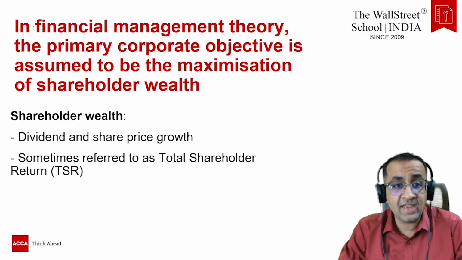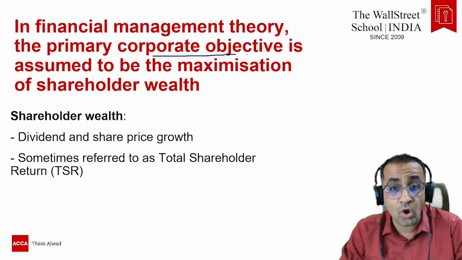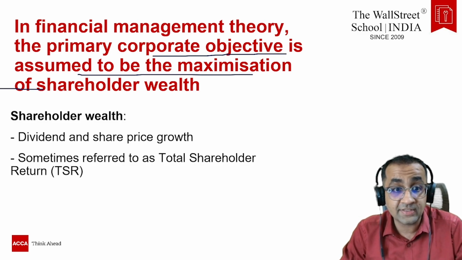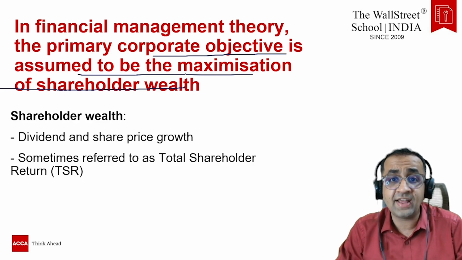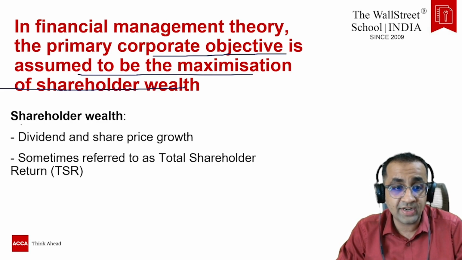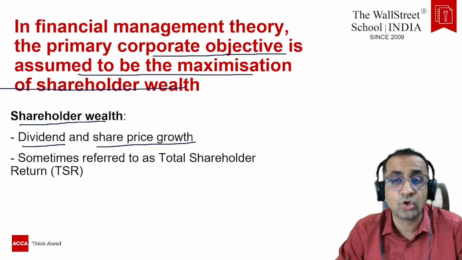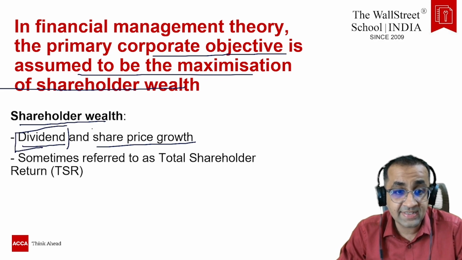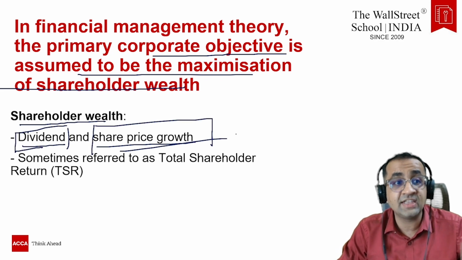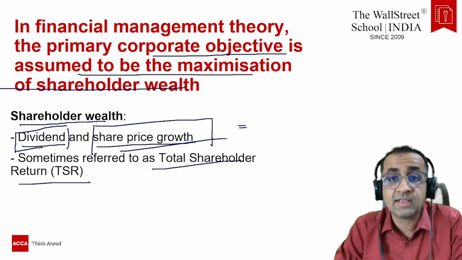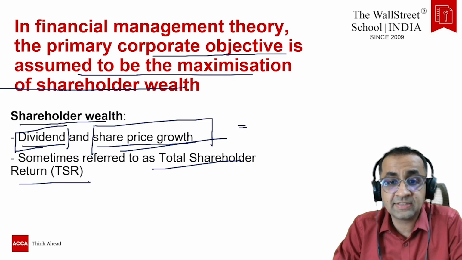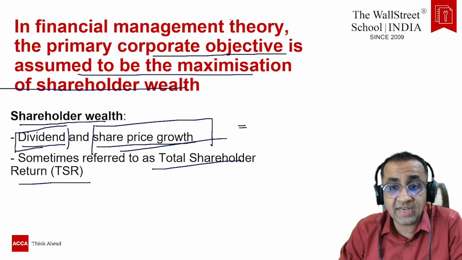Now, in financial management theory, the main objective of the organization, as I told you guys, is to increase the wealth of the shareholders. How can we increase the wealth of the shareholder? Guys, the wealth of the shareholders will come from two parts. The first is called the dividend and the other is called the share price growth. So how can we increase the dividends, and how will the share price increase? Ultimately, these two will contribute to the total shareholders' return. I hope this is clear and understood. So the main objective, guys, is to increase the wealth of the shareholders.